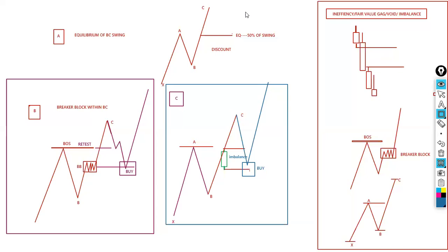I hope that is clear. The next one is what we'll call break and retest with trap.